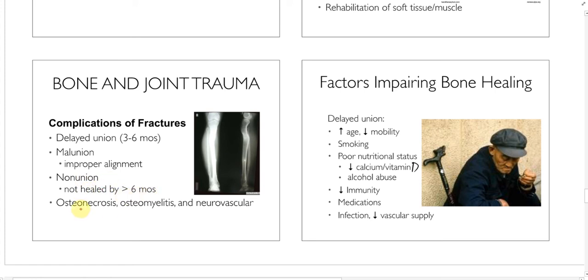We can have death of bone tissue as well, osteonecrosis, which can occur as a result of osteomyelitis, or there's a complete lack of blood supply to the bone. Then that bone tissue will start to become necrotic.